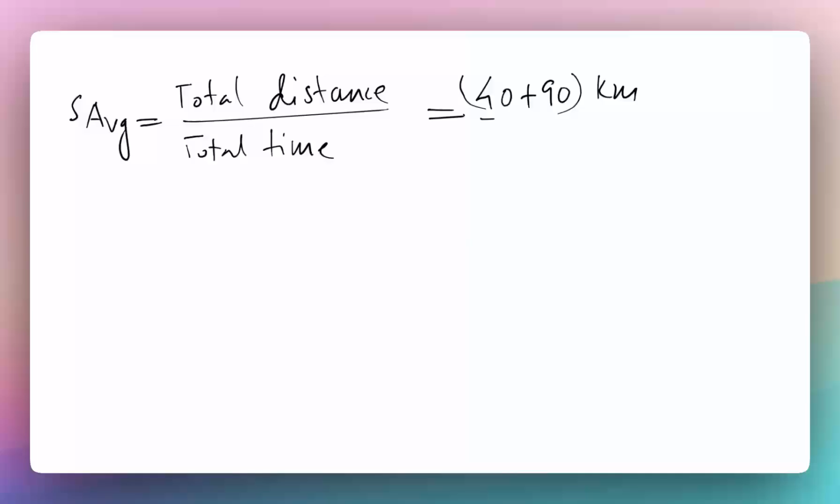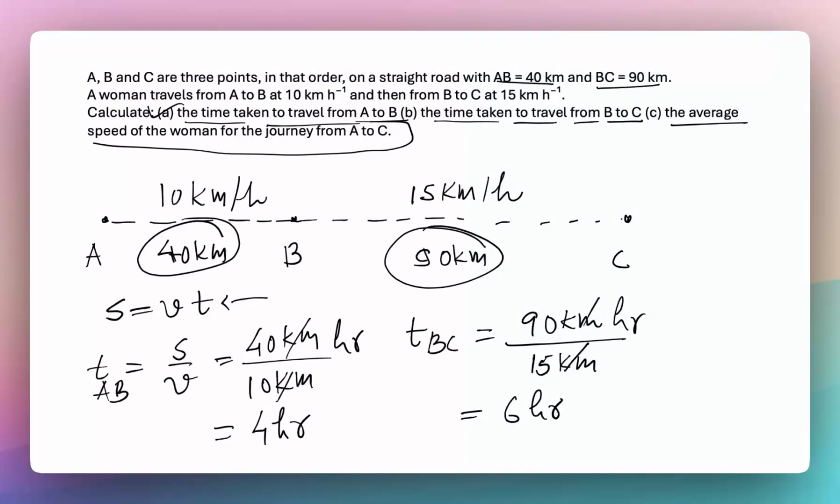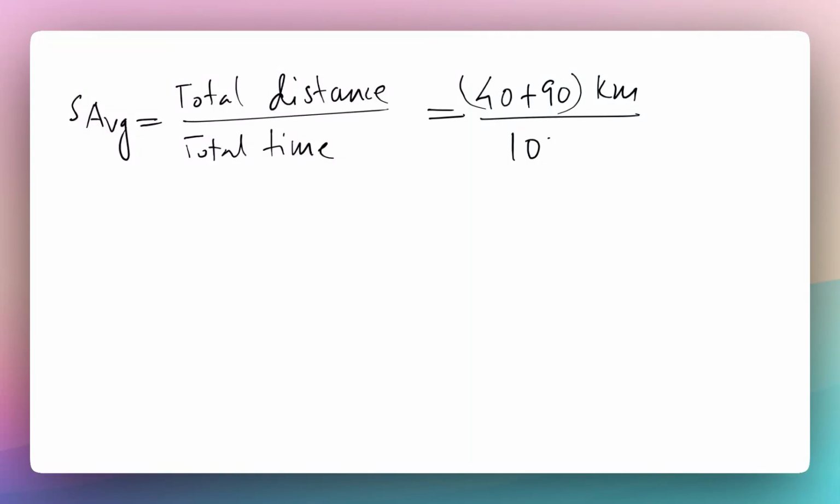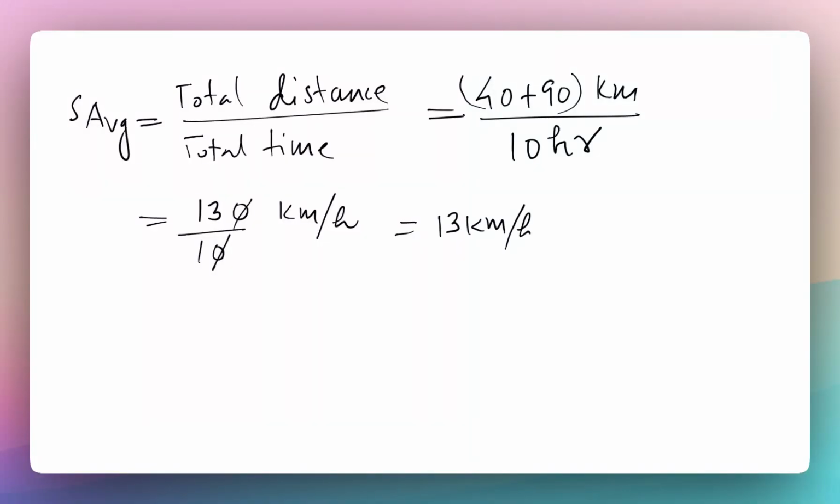kilometers. And the total time here is 4 hours plus 6 hours. So that's 10 hours. So this is going to be 130 by 10 kilometer per hour. Okay, kilometer per hour. So this will cut and our answer will be 13 kilometer per hour.